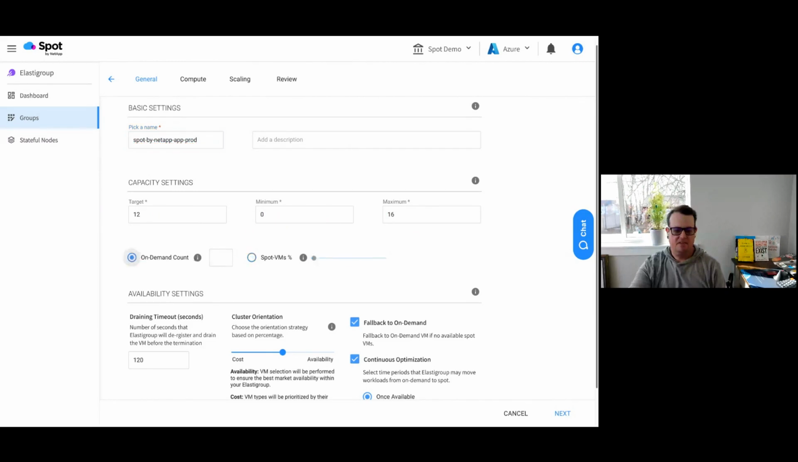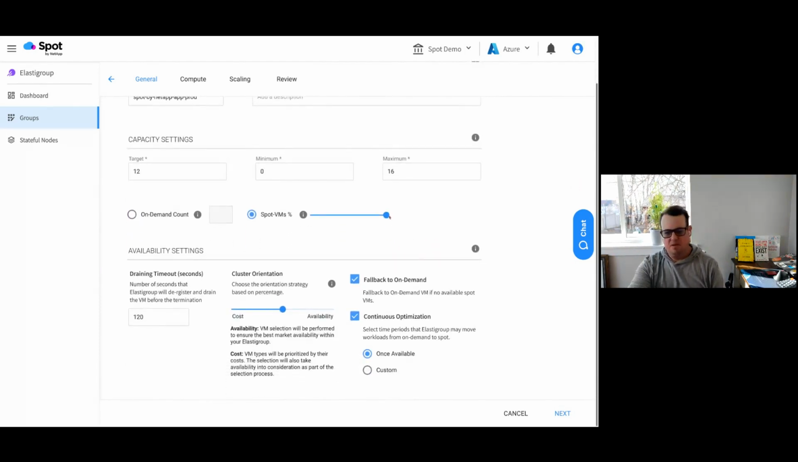I can go in here and I can say, I want 8 of those machines to be on demand, and it will make that mix. Or I can say Spot VMs, and I can set the slider to set the percentage of how big I want my Spot VMs to be. I have it cranked to 100 right now, and so it's going to try and always use Spot VMs before we put you back on demand.